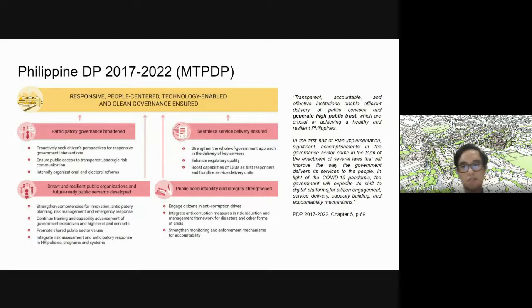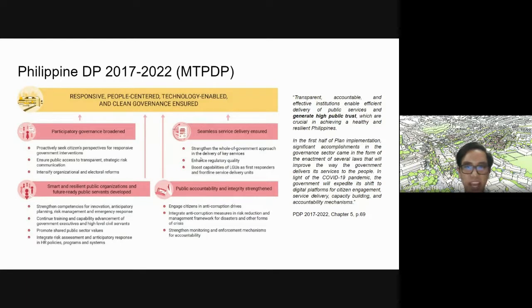I think it's mentioned further in the document. I'm thinking they're going to need to do some engagement programs, ensure public access to transparent strategic risk communication. So what does that mean? It's still vague. Intensify organizational and electoral reform. So it's basically an adjective and a bunch of words like organizational, electoral. It feels very unsubstantial. This is the kind of objective writing that personally I don't like because it's very vague.